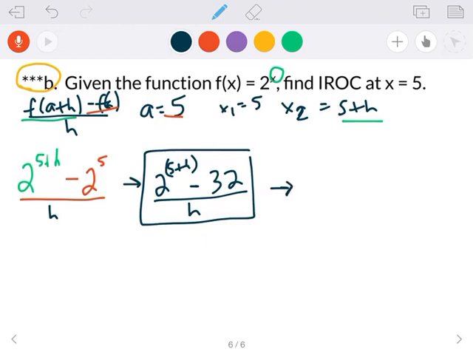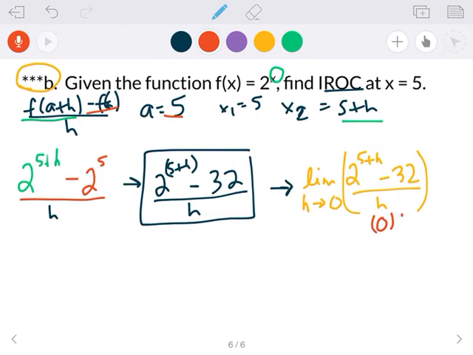Now, to find IROC, remember we need to find the limit as h approaches 0 of our IROC expression, 2 to the 5 plus h minus 32 all over h. So we need to find the limit of that. The problem comes in when we try to substitute 0 in for h. If we divide by 0, we get an undefined term. And so that's not going to work very well.